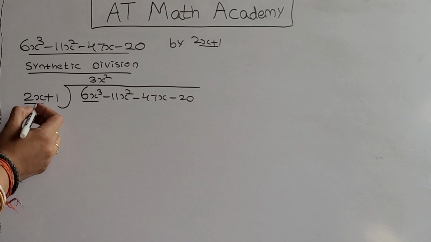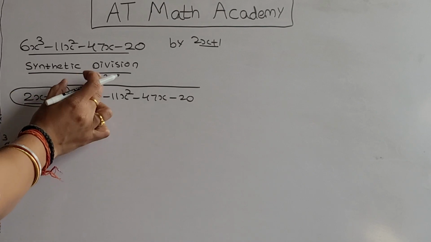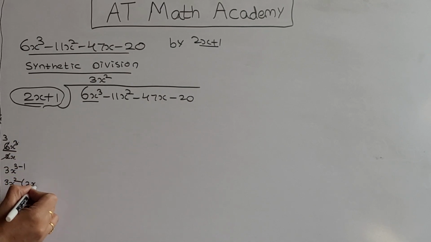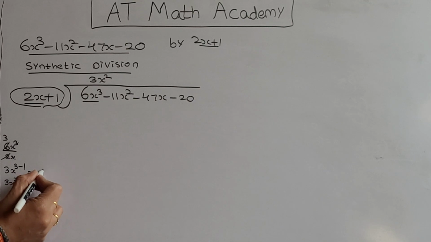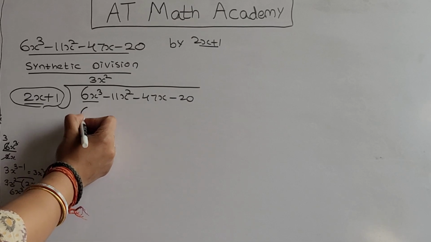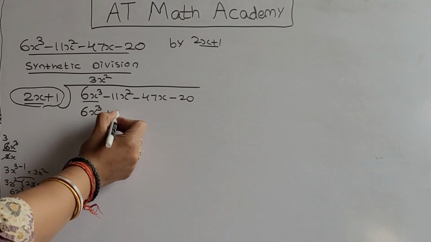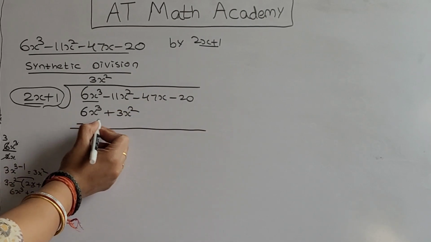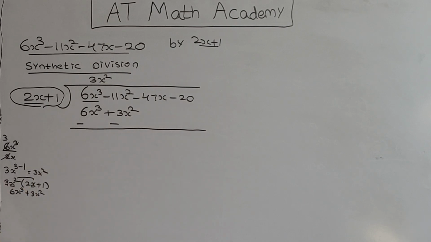Now my next step would be to take this entire term here and multiply it with each of the terms in the denominator. So let's take 3x squared and multiply it with 2x plus 1. So 3 times 2 is 6, and x squared into x, the bases are the same and we need to add the powers: 2 plus 1 is 3, and 3x squared times 1 is 3x squared. So I'm writing here 6x cubed plus 3x squared, and I am taking the negative signs here because I need to subtract it.